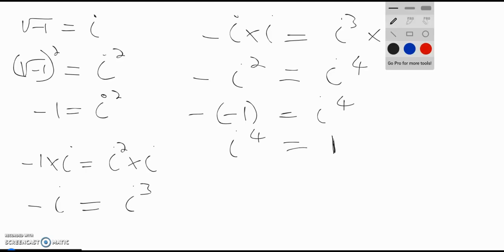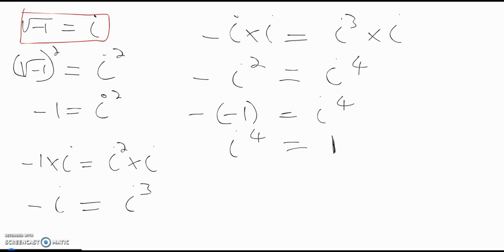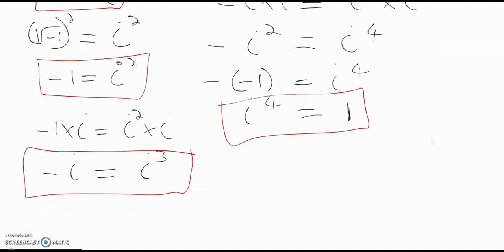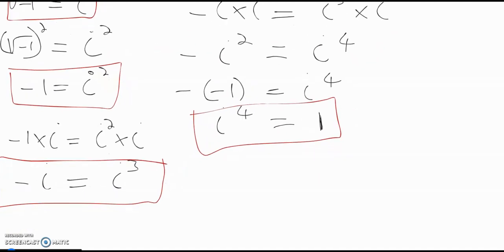So let me highlight them. We know that the square root of -1 is equivalent to i. We know that i squared is equivalent to -1. We know that i cubed is equivalent to -i. And we know that i to the 4 is equivalent to 1. So the question is, what if I had asked you to find, let me get some space here, what if we wanted i to the 400? Now, what I would simply need to do is to write i to any one of these powers here.